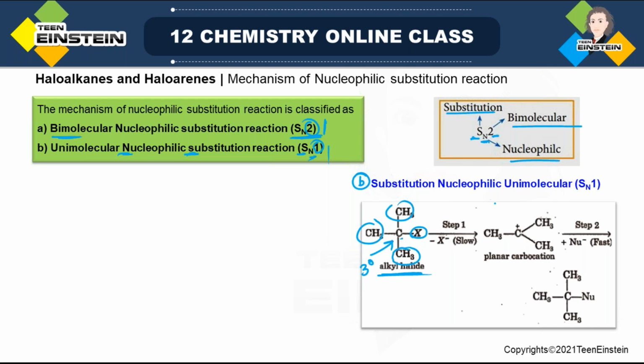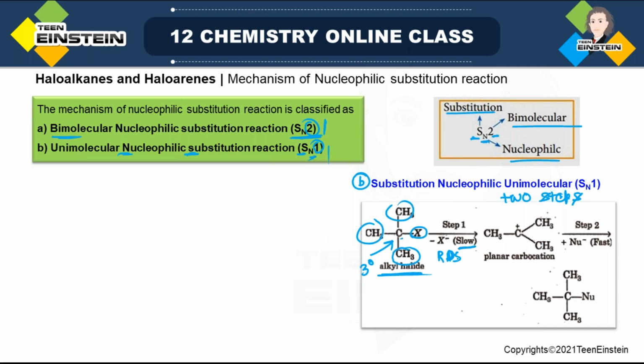Now when it is substitution nucleophilic unimolecular, that is SN1, remember there are total 2 steps. It is not single step, it is 2 steps. Now whenever there are 2 steps, obviously one of the steps will be slow, another step will be fast. Now the slow step is the first step. As you can see, it is written here, and that is why slow steps are always rate determining steps.